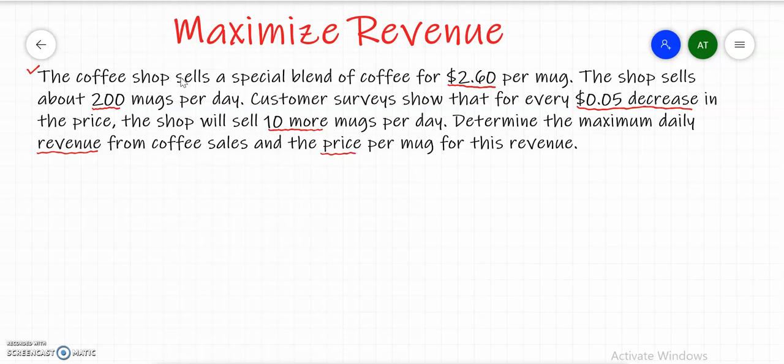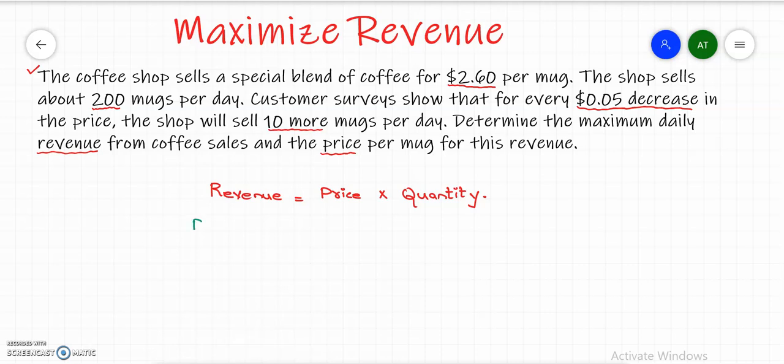Okay, so first I would like to tell you what revenue is. The revenue formula is basically revenue equals price times quantity. You can multiply the price and quantity and we will get the revenue. Let's figure out what the price and the quantity are, and then we will plug them into the formula.